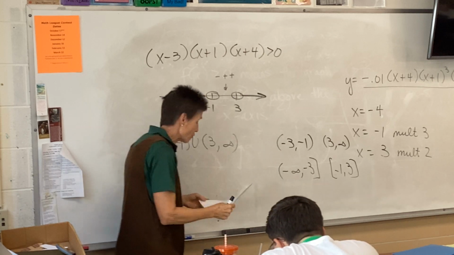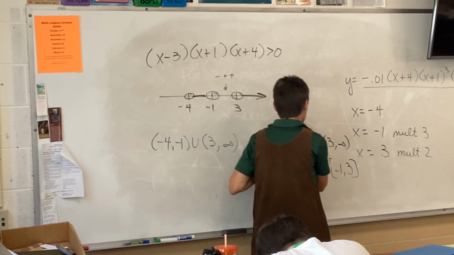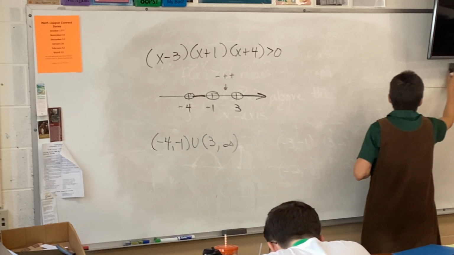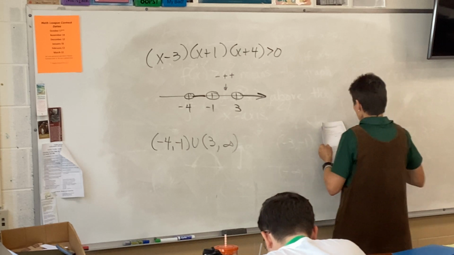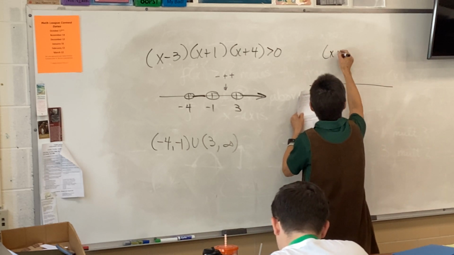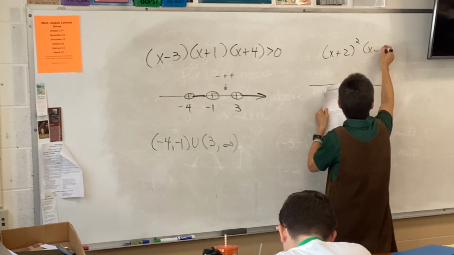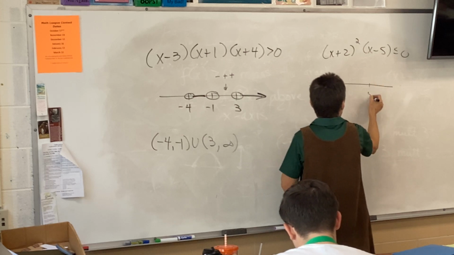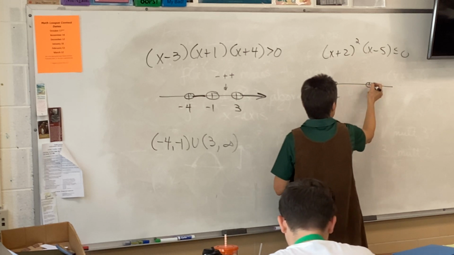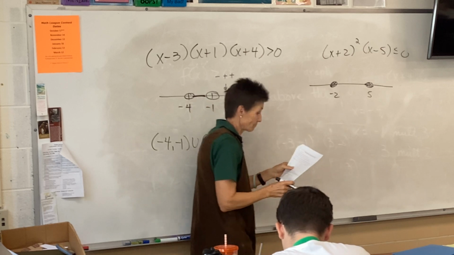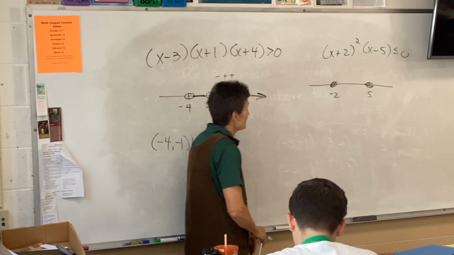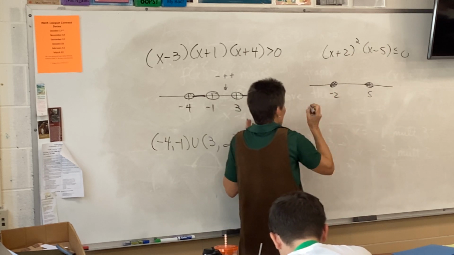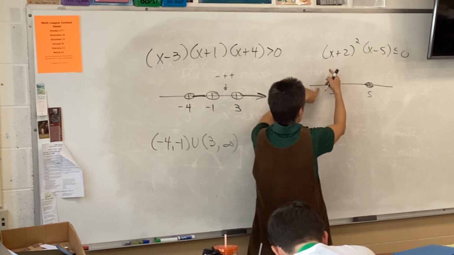Now, let's try example 4 because it does have a squared factor. That does not change the way you start the problem. You're going to have zeros or dots on the number line at negative 2 and 5. This time they'll be colored in. Try every section. I don't care what order you do it, it doesn't make any difference, but we've got to try them all. So I'm just going to start with negative 3.